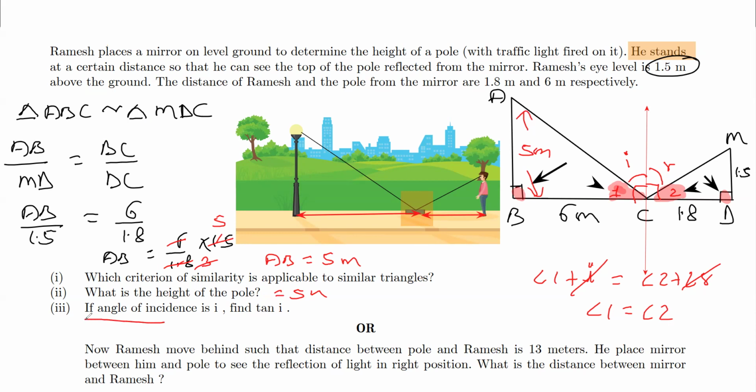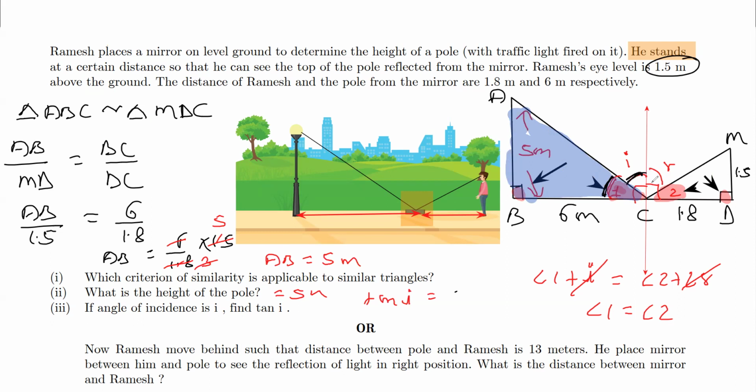The next is, if the angle of incidence is I, then tan I. Okay, that means we have to get tan I. Tan theta is equal to perpendicular upon base. Now, for that, you have to consider the triangle first. Let me shade the triangle. I'm talking about this triangle. So we have to find tan I, right? That means we have to get this angle first.